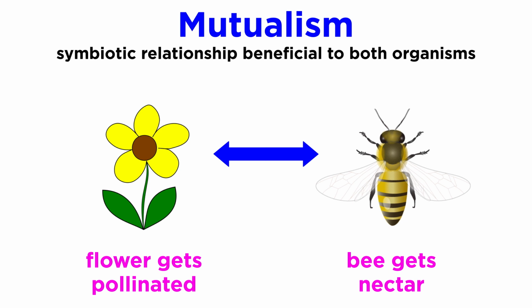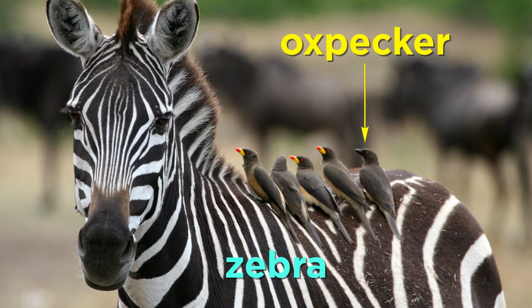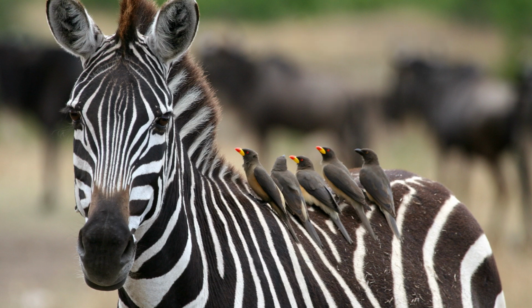Mutualism is a symbiotic relationship that is beneficial to both organisms involved. This occurs when two organisms of different species work together, and each reaps benefits that increase survivability. The oxpecker, a kind of bird, and the zebra are one such example. The bird gets food in the form of ticks and other parasites on the zebra's skin, while the zebra gets a kind of pest control.